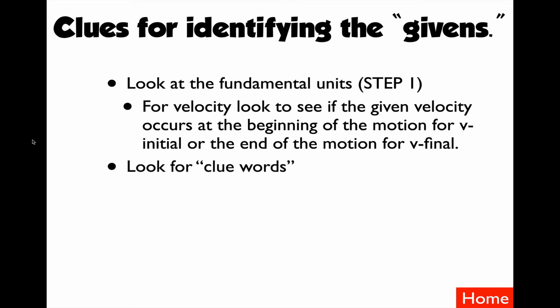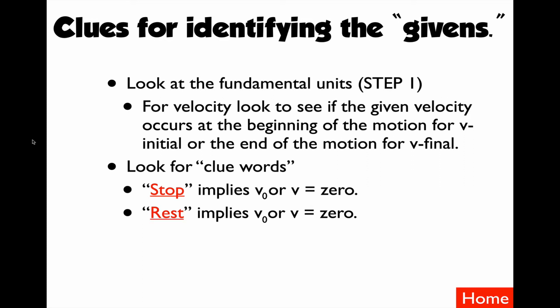To help us with this, we're going to look for certain clue words to make our life simple. Like if it says stop, maybe something starts at a stop or it comes to a stop. That implies the initial velocity at the beginning of the story or the final velocity at the end of the story is equal to 0. So if it comes to a stop, the final velocity would be equal to 0. Look for the word rest. If you see the word rest, that implies that either the initial velocity is 0 or the final velocity. So a car could start from rest, that's the beginning of the story, so the initial velocity is 0, or it could come to a rest, and the final velocity is equal to 0.